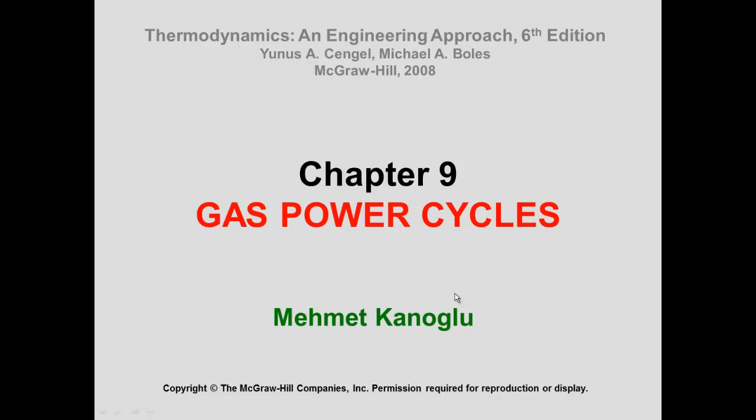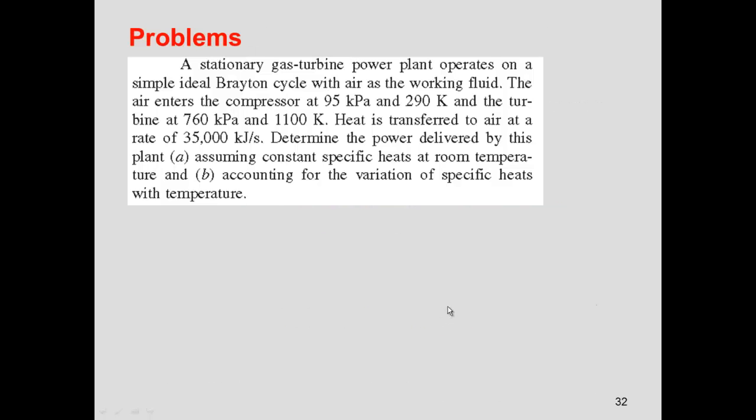Hello guys, welcome back. This is our second problem, Brayton, and we are going to solve this problem, which reads: a stationary gas turbine power plant operates on a simple ideal Brayton cycle with air as a working fluid. The air enters the compressor at 95 kilopascal and 290 Kelvin, and the turbine at 760 kilopascal and 1100 Kelvin. Heat is transferred to air at a rate of 35,000 kilojoules per second, and we are asked to determine the power delivered by this plant.